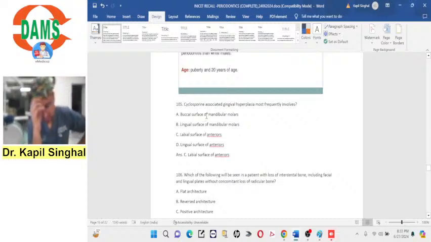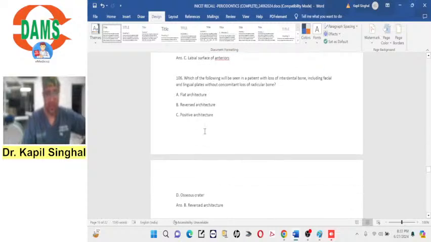Okay, so the next question is: cyclosporine-associated gingival hyperplasia most frequently involves what? Please remember, in any drug-induced hyperplasia, the labial surface of anteriors is most importantly involved. So out of these options, C is the best answer because he has asked about cyclosporine-induced enlargement. That is due to an increase in the number of plasma cells basically, and the answer here would be C, labial surface of anteriors. Okay, next question.